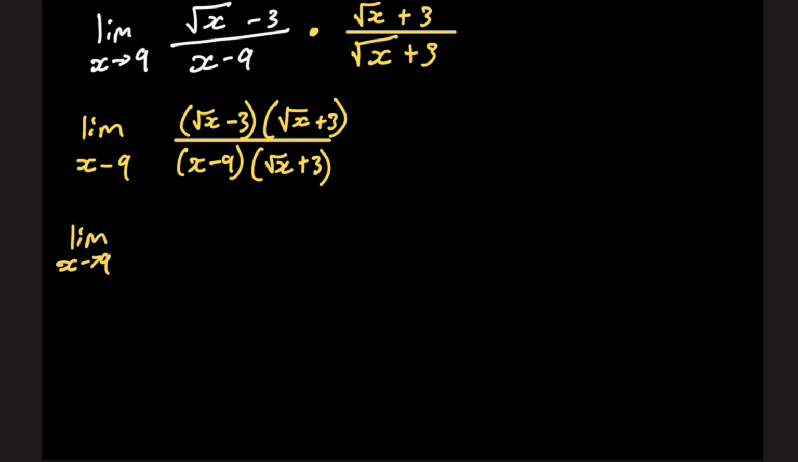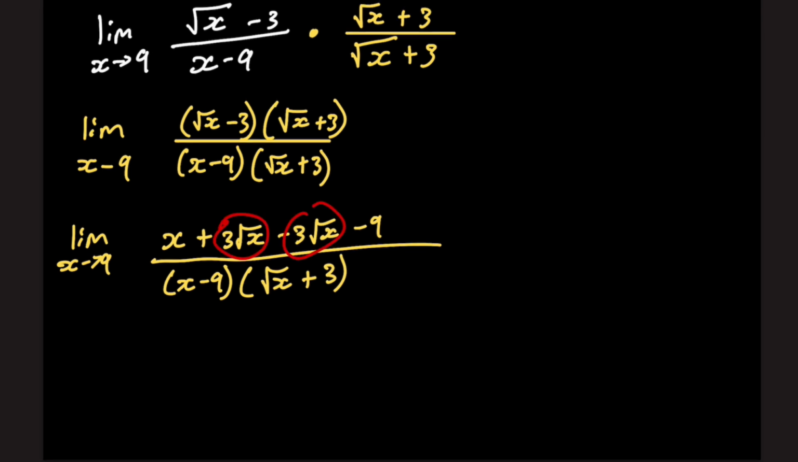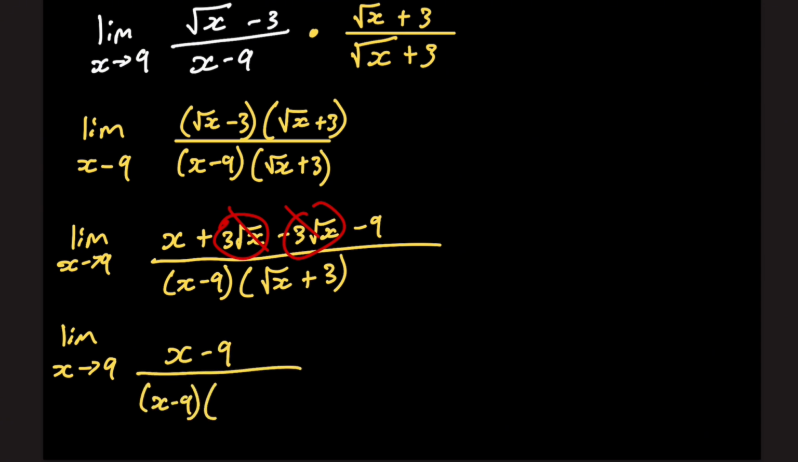So we have limit as x approaches 9, and that factor would turn into x plus 3 root x minus 3 root x minus 9, all over, so we said we're leaving our denominator as is, root x plus 3. And as I said earlier, we can get rid of square roots by getting terms that will subtract. In this case, we have these two terms which cancel each other out. So that leaves us with limit as x approaches 9 of x minus 9 over x minus 9 root x plus 3. And we see some more terms that can cancel.